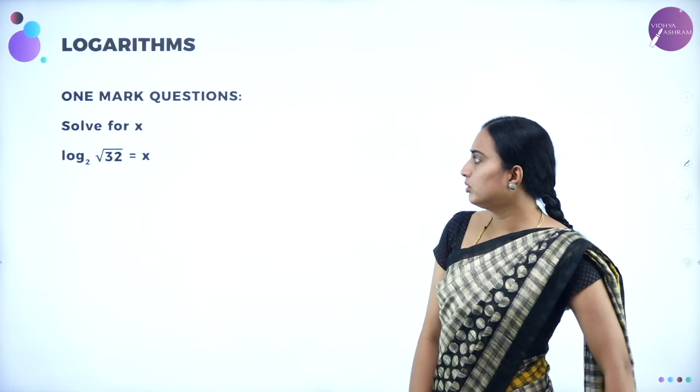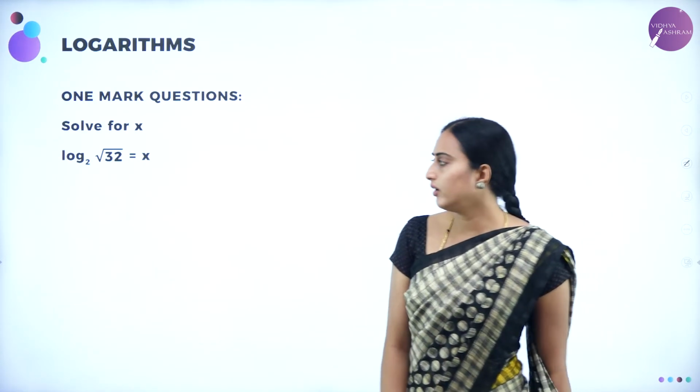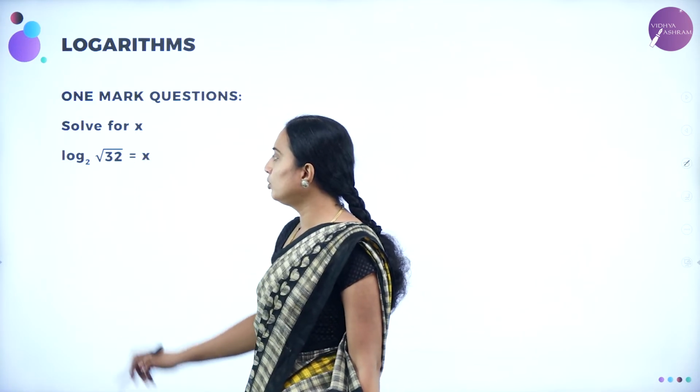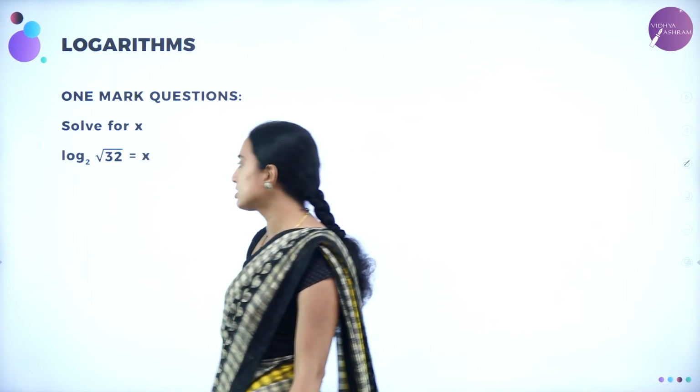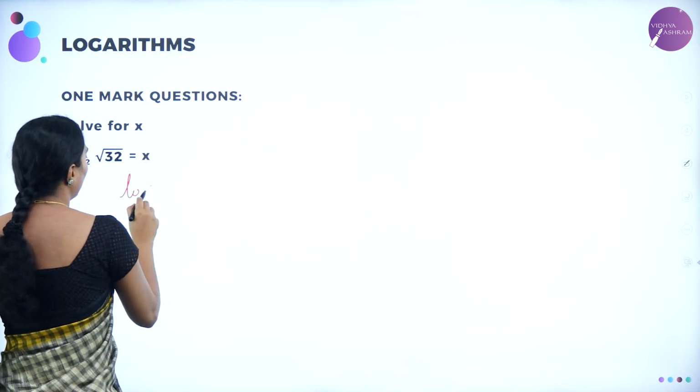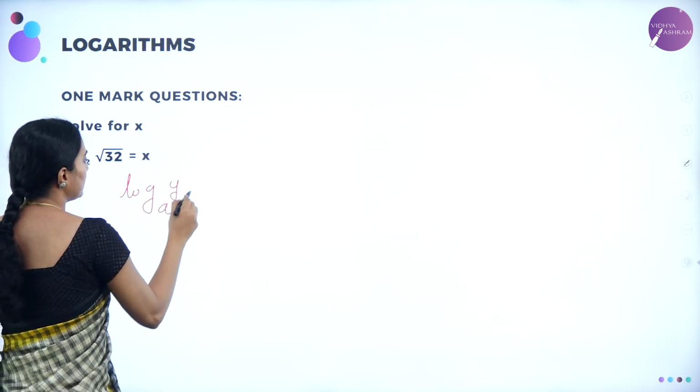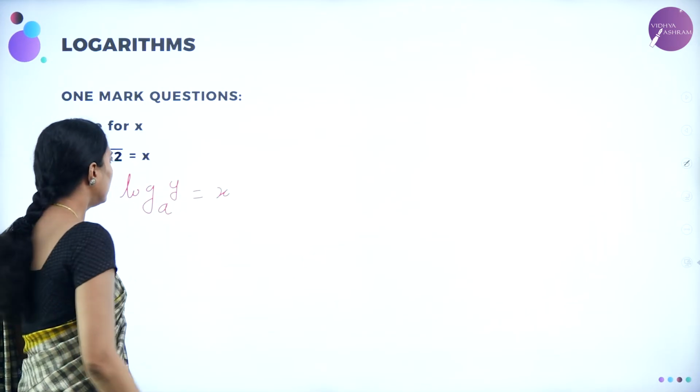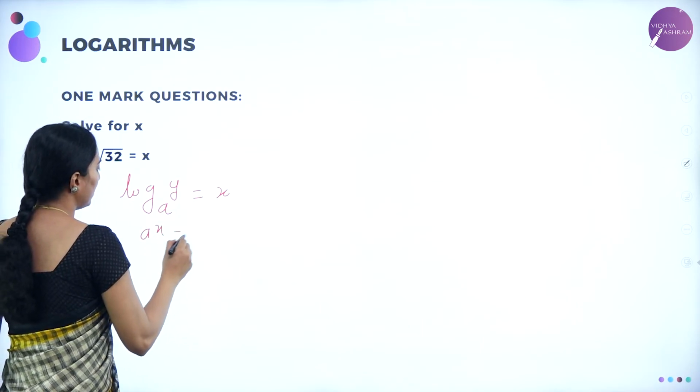Next we'll be moving on to solve for x. What they have given? Log root 32 to the base root 2 is equals to x. This looks like log y to base a is equals to x. Isn't it? We can write it as a power x is equals to y.